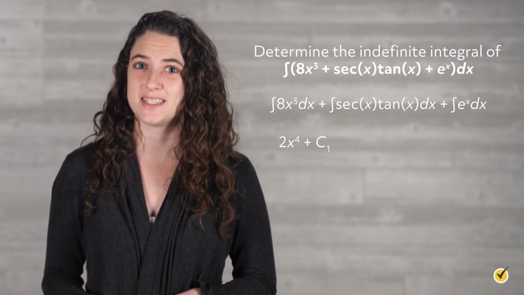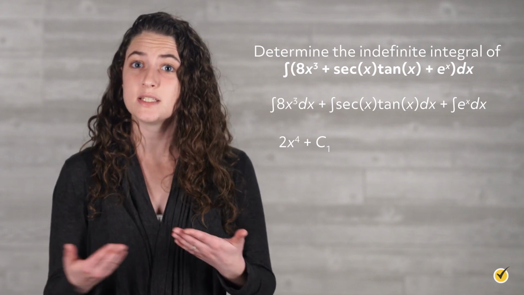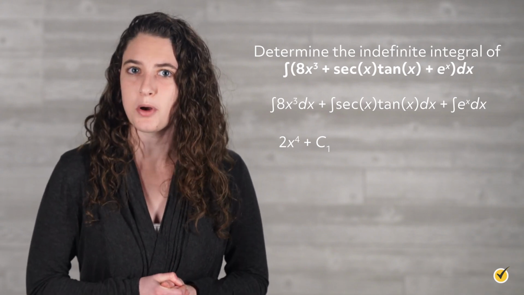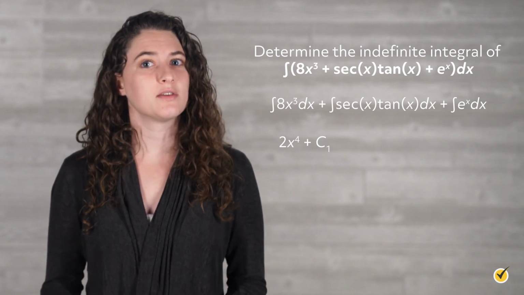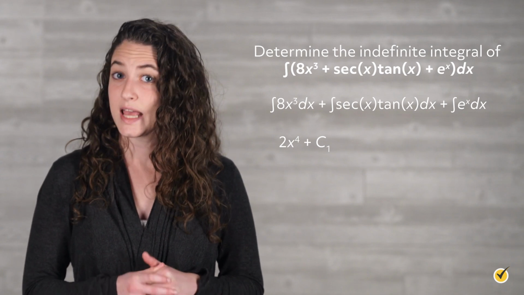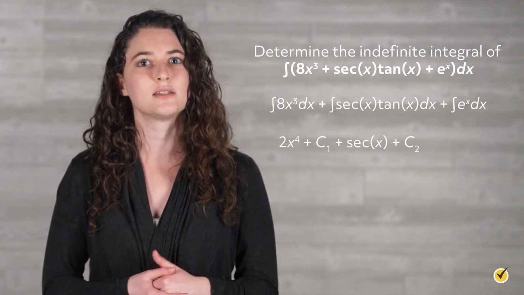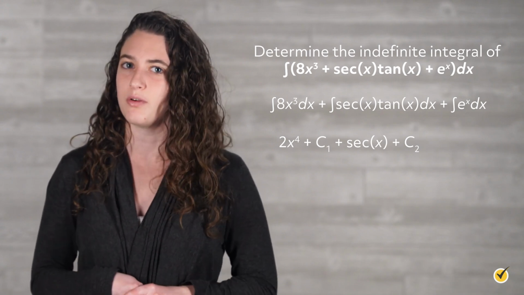Don't forget to write the plus c. Since we have 3 integrals in this problem, I'm going to write a little 1 to indicate that this constant came from the first part. The next term, secant of x times tangent of x, is one that we discussed moments ago. Did you write it down? Its integral is secant of x plus a constant. I'll write a little 2 with this c to show that it came from the second integral.